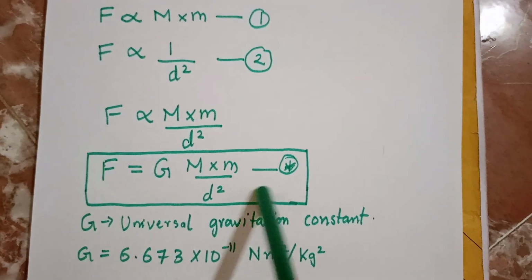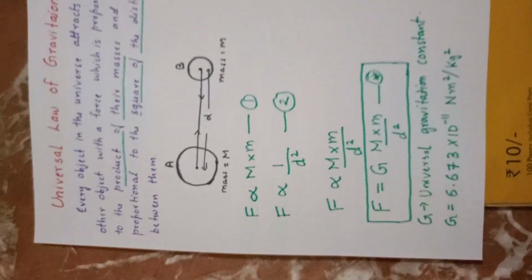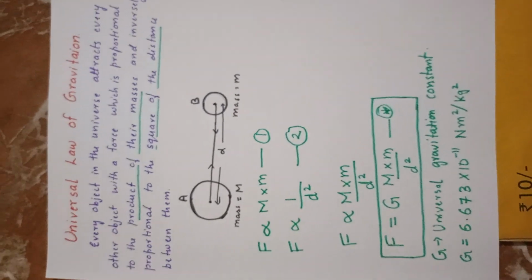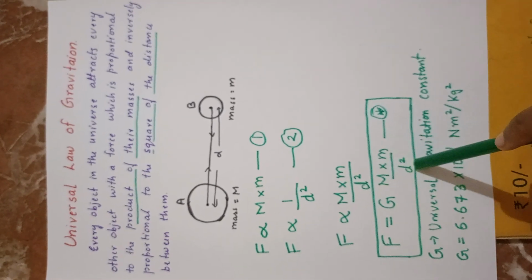And this is the equation of the universal law of gravitation. So that is F is equal to G into M m divided by d square.